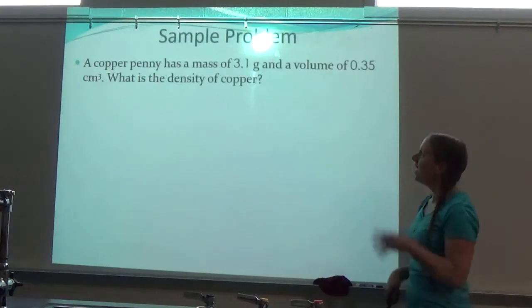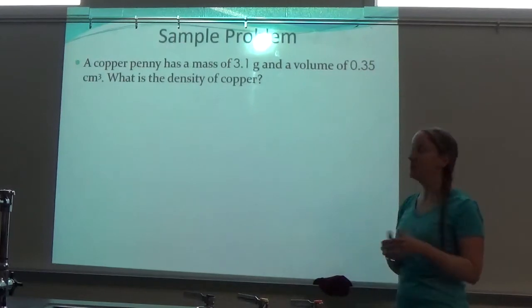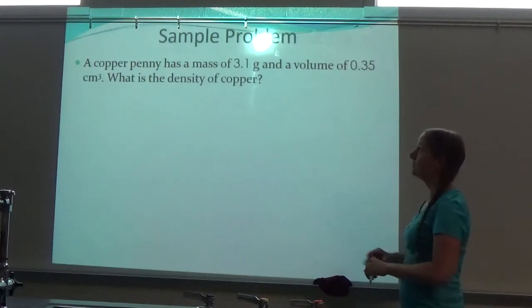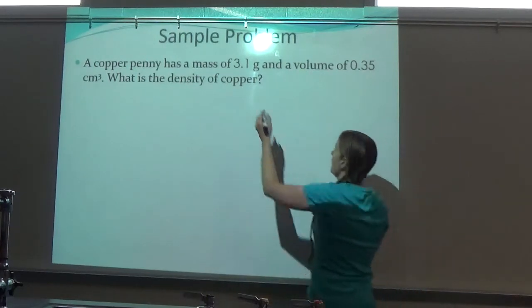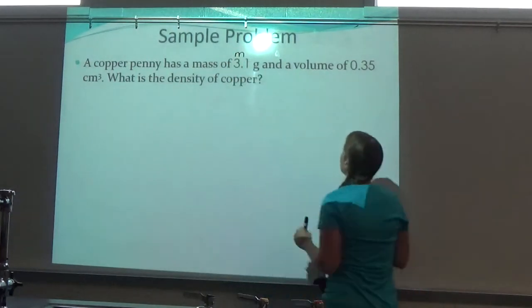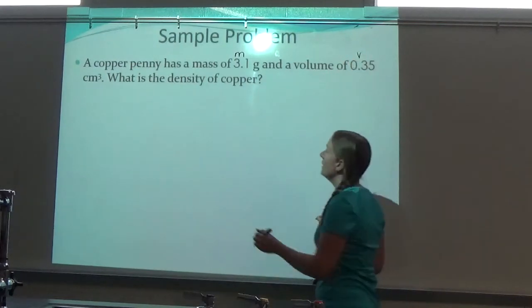All right, so let's do some math, because I know that's everybody's favorite. It's definitely mine, for real. I was being sarcastic about it being y'all's favorite. So it says a copper penny has a mass of 3.1 grams, so there's my mass, and a volume of 0.35 centimeters cubed. What is the density?